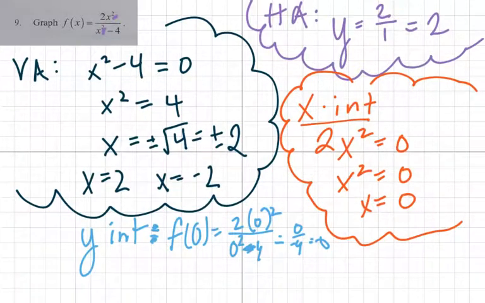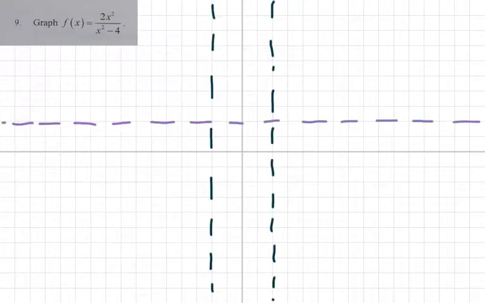Here we go. All right, so I've already put in the vertical asymptotes at x equals negative 2 and x equals positive 2. I also put in the horizontal asymptote in purple. That is my y equals 2. And now I'm going to plot my x and y intercept, which was just the origin. So we get this is my x and y intercept.